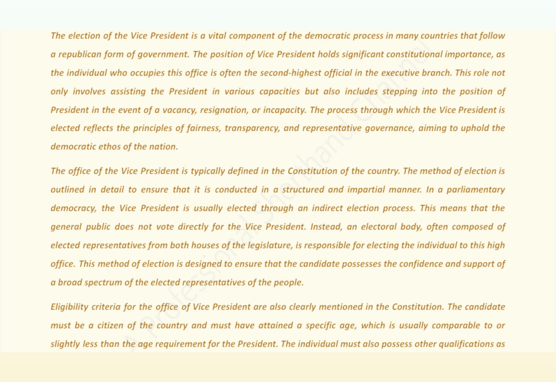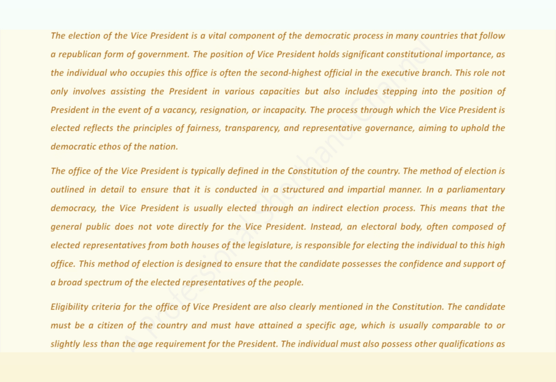The office of the Vice President is typically defined in the Constitution of the country. The method of election is outlined in detail to ensure that it is conducted in a structured and impartial manner. In a parliamentary democracy, the Vice President is usually elected through an indirect election process. This means that the general public does not vote directly for the Vice President.